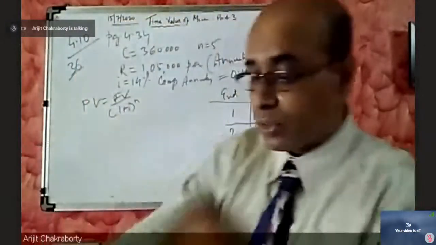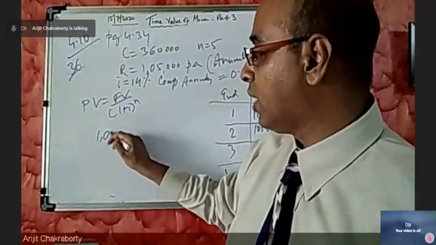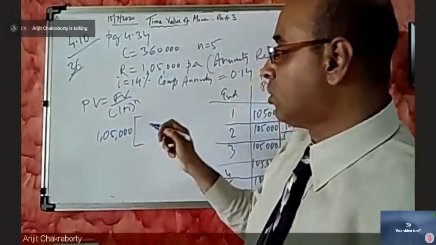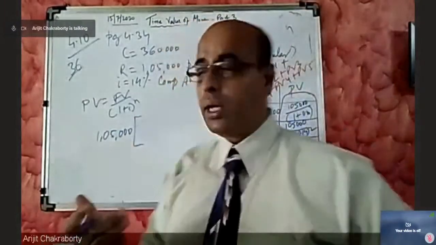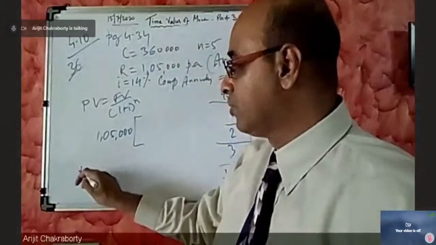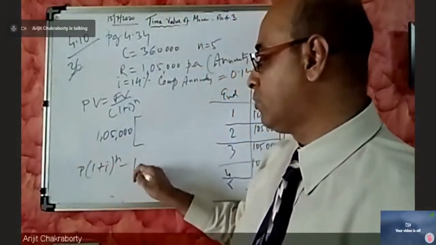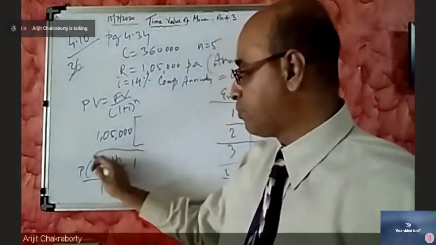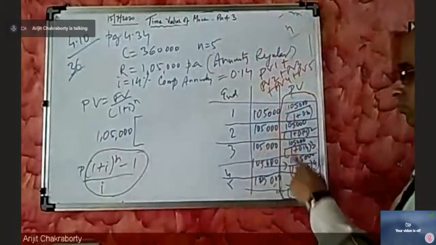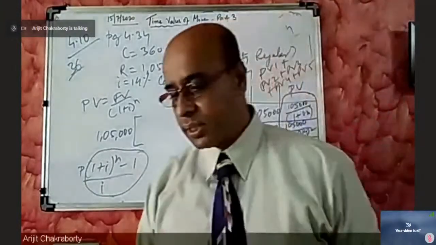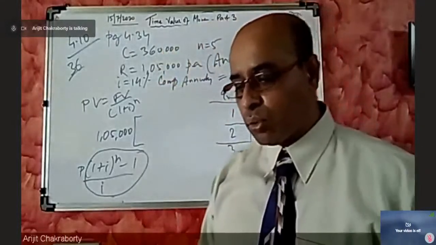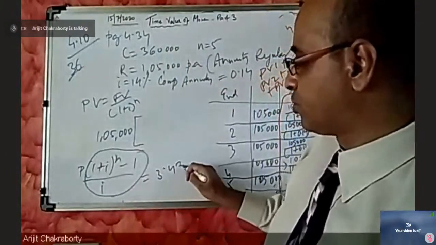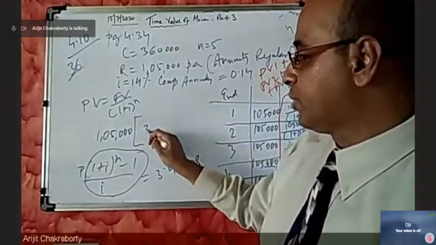Okay. So the formula will be: 1,05,000 is the payment you are doing every year. You know this is like a regular annuity. So we know for a regular annuity, the formula is P into ((1 plus i) to the power n minus 1) by i. So here, if you calculate this particular part at 14%, it will come to 3.43308.